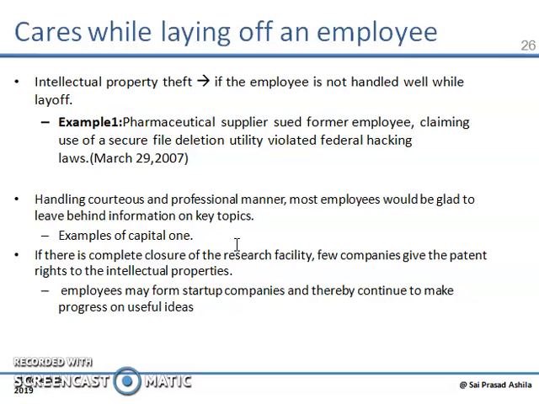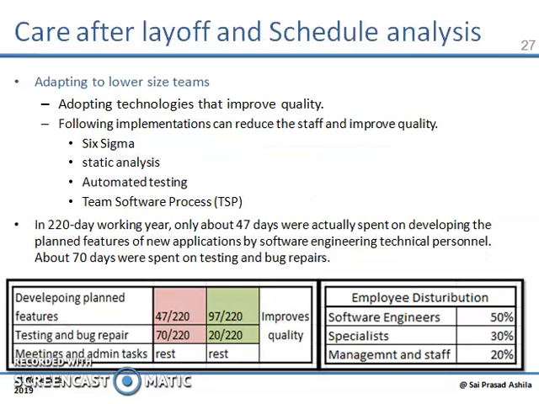In the case of a complete closure of a research facility, the company could give the patents to the employees so that they can start their own startups and thereby continue to make progress on the useful ideas. Adopting smaller teams using Six Sigma, static analysis, automated testing, and team software process may make the work easier even during the layoffs.